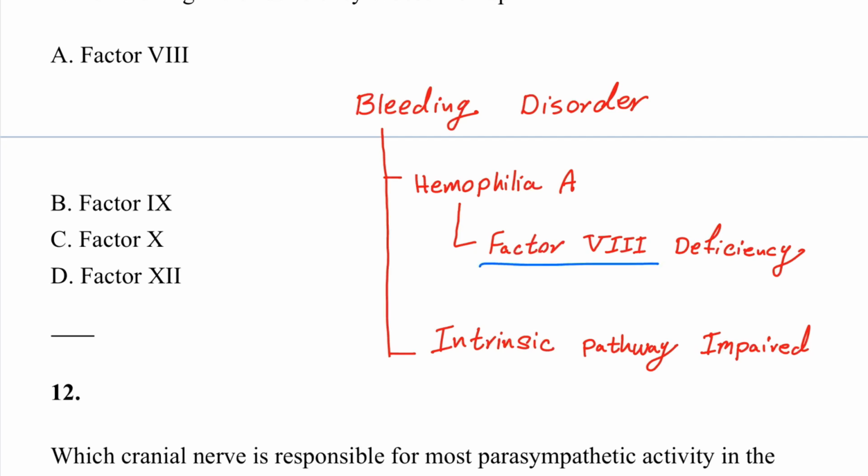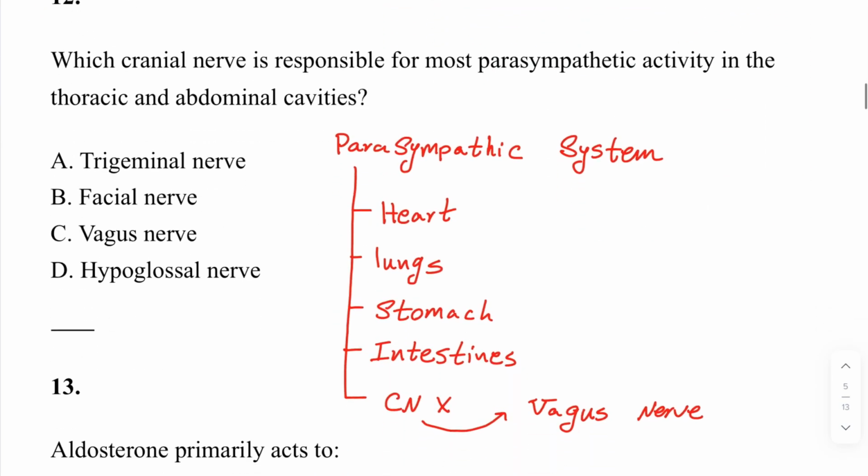Yes, factor 8 deficiency. Factor 8 plays an important role in the intrinsic coagulation pathway. Without sufficient factor 8, clot formation becomes inefficient and bleeding lasts longer than normal. Therefore, hemophilia A is caused by deficiency of factor 8. Option A.